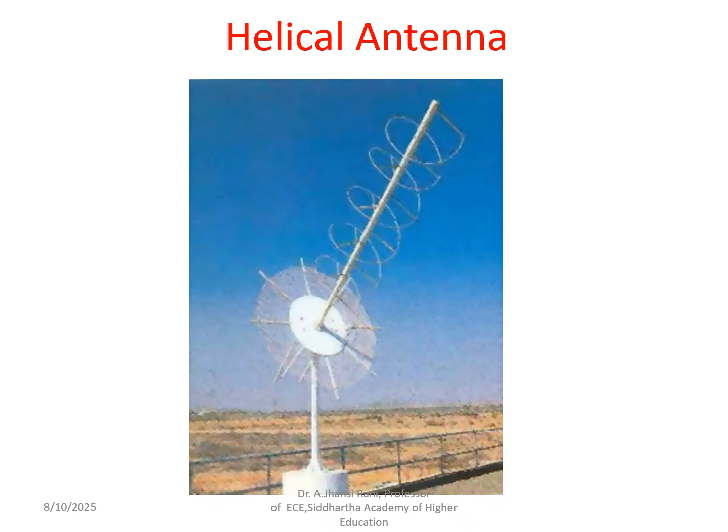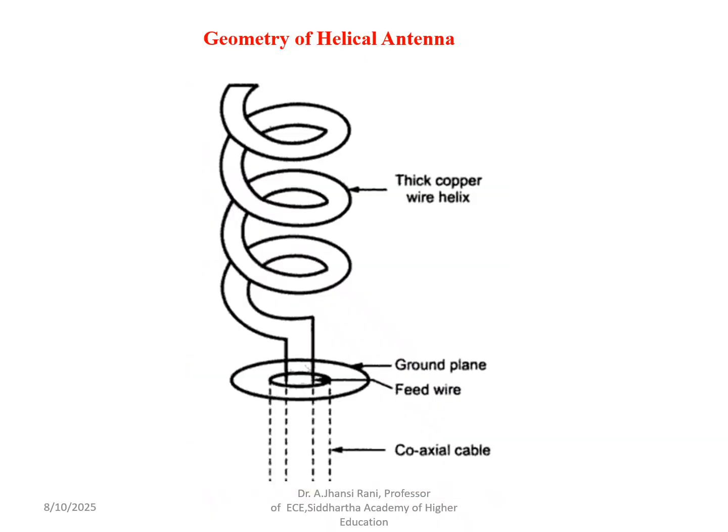This is the ground plane. See, this is the geometry of the helical antenna with the ground plane, and this is the feed wire, and this is the coaxial cable, and the helix is made of copper. The wire is bent like this.